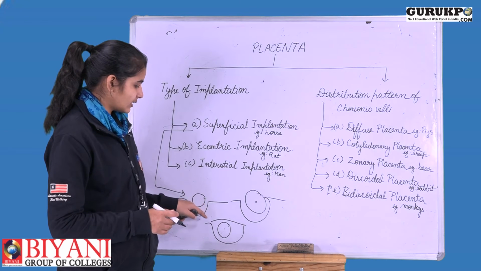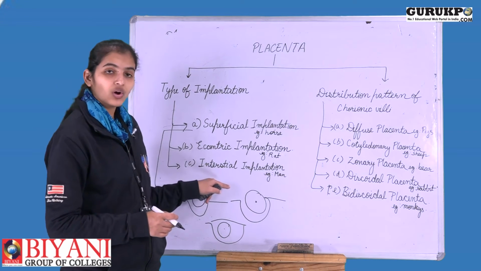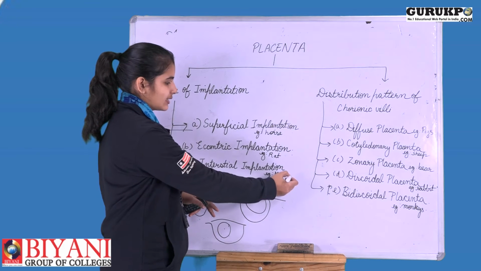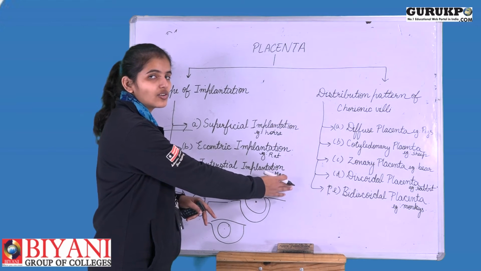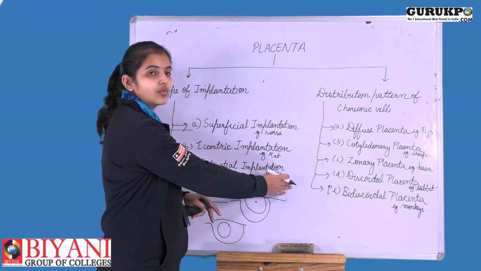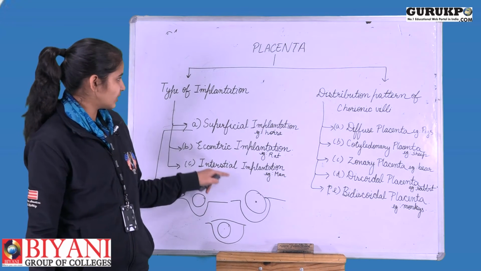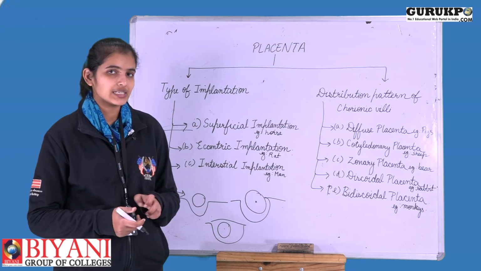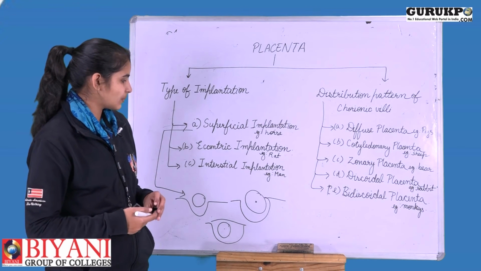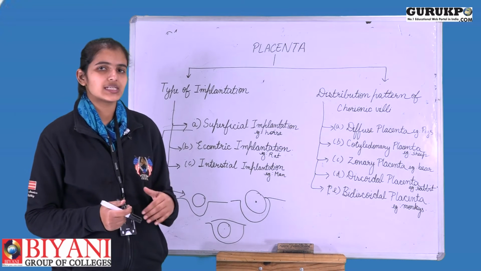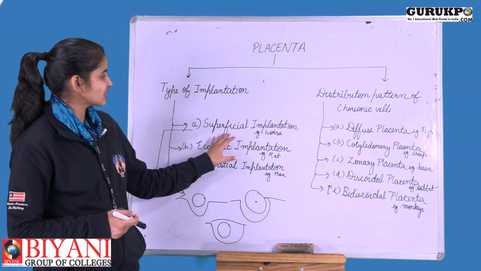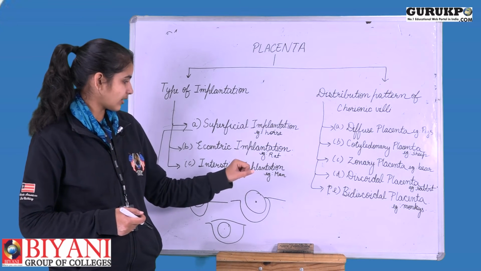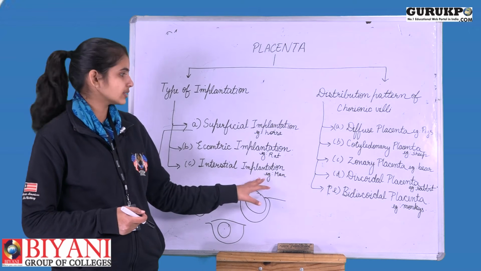Here we can say the degree of intimacy is decreasing down the order. Here the degree of intimacy is very less, here it increases slightly, and in this case the degree of intimacy is the most. So this is what we get when we divide the placenta on the basis of types of implantation. Superficial implantation occurs in horses, eccentric implantation occurs in rats, interstitial implantation occurs in man.